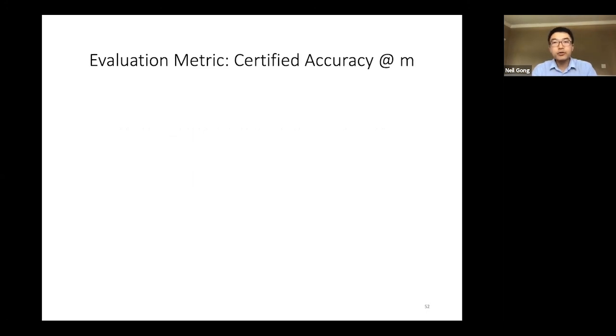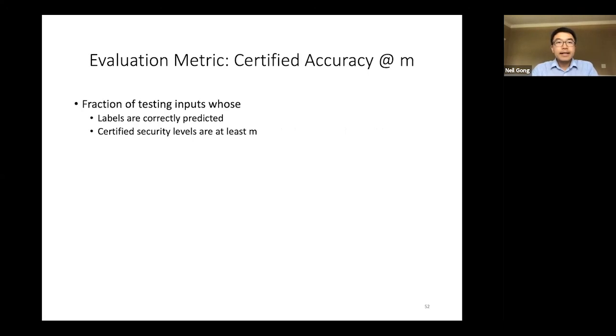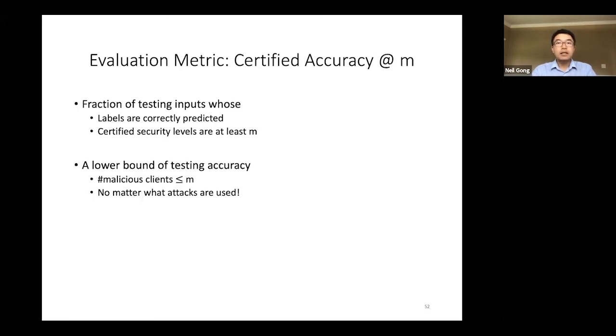In our evaluation, we use certified accuracy at M as an evaluation metric. Given a testing data set, certified accuracy at M is the fraction of testing inputs whose labels are correctly predicted and whose certified security levels are at least M. Certified accuracy at M is a lower bound of testing accuracy a method can achieve when the number of malicious clients is at most M, no matter what poisoning attacks these malicious clients use.